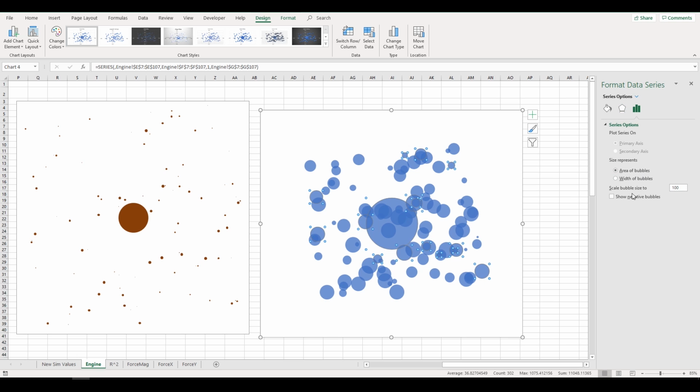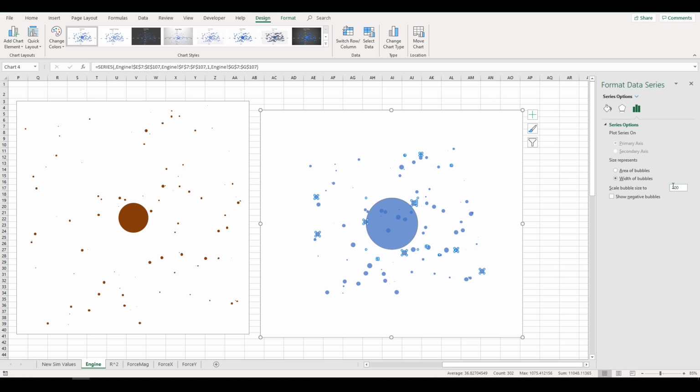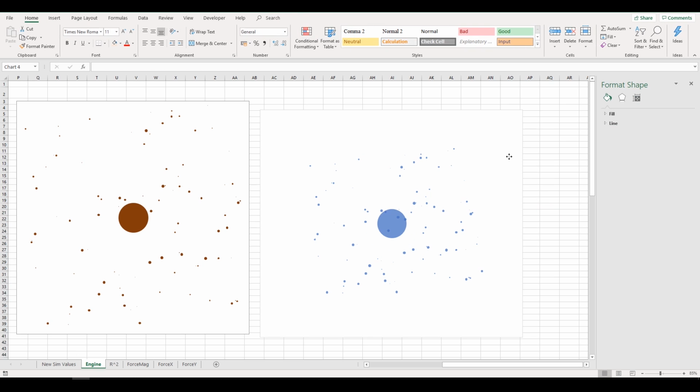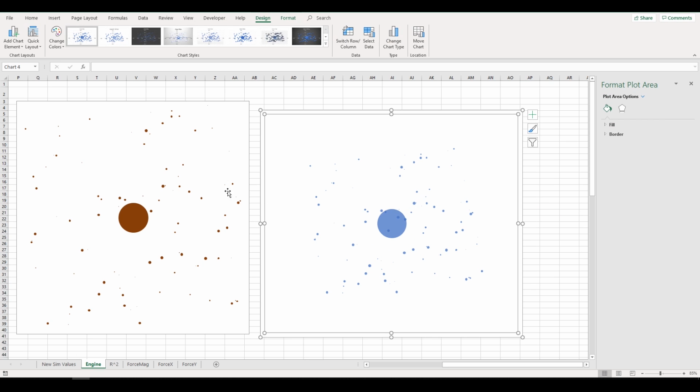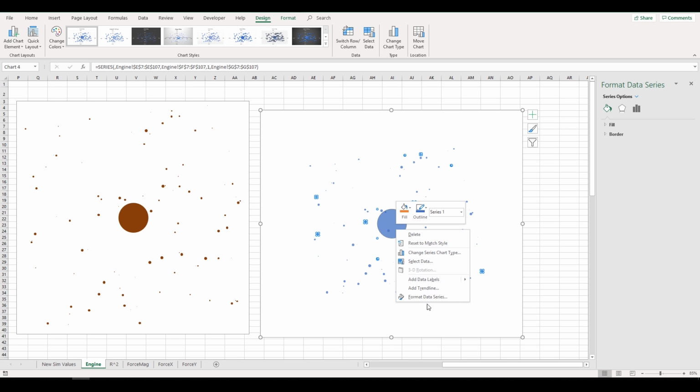Format data, typically speaking, what I like to do is go to width, and then this number for sure needs to be quite a bit lower. So you've got to play around with it. Let's put it to 50. And then, as you can see, these are looking a lot more reasonable. So I think this one's set at 50 for width instead of area for these guys.